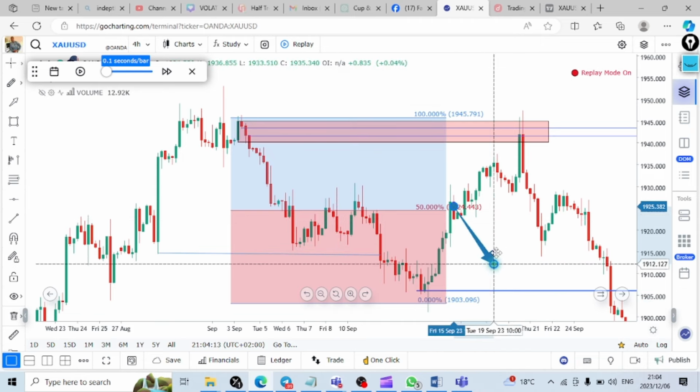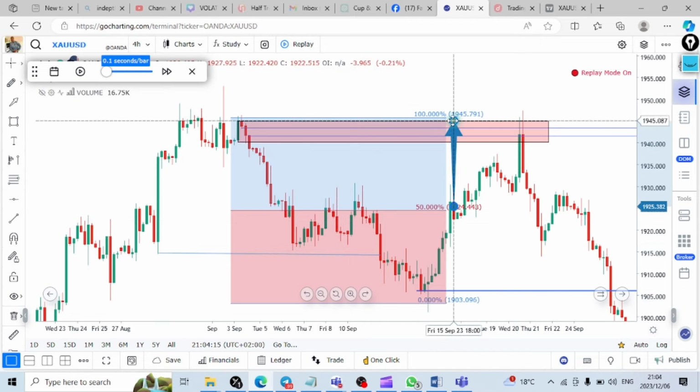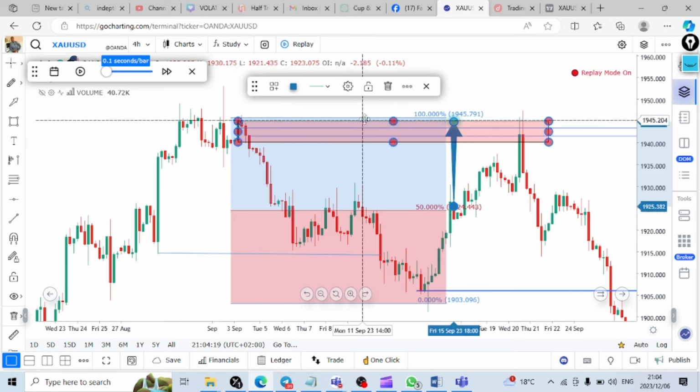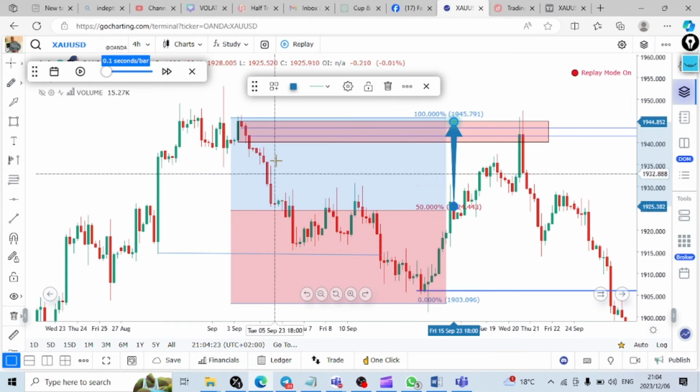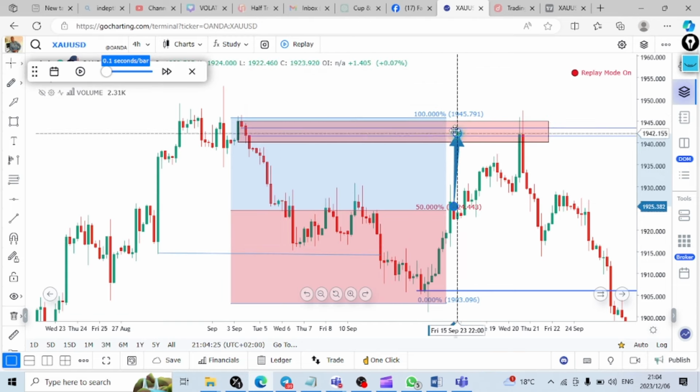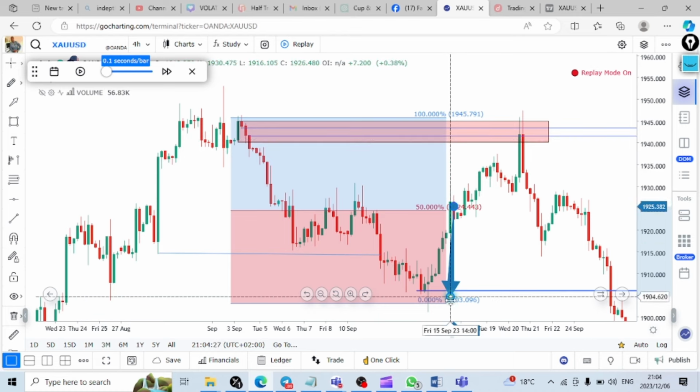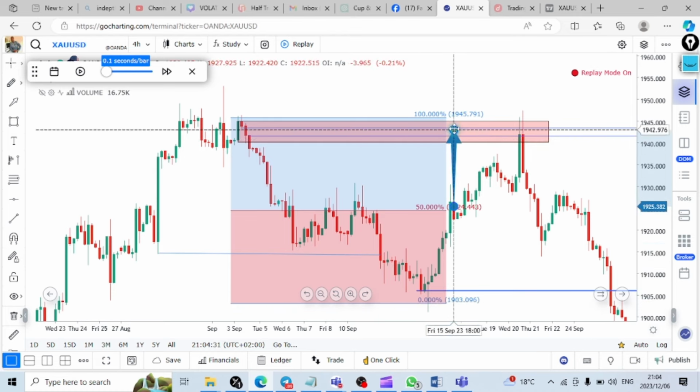And above the 50%, we have what we call the premium. So the P stands for premium, the D stands for discount. So you want to sell when price is in the what? In the premium. And you want to buy when price is below the 50%, which is the discount. Sell when price is above the 50.